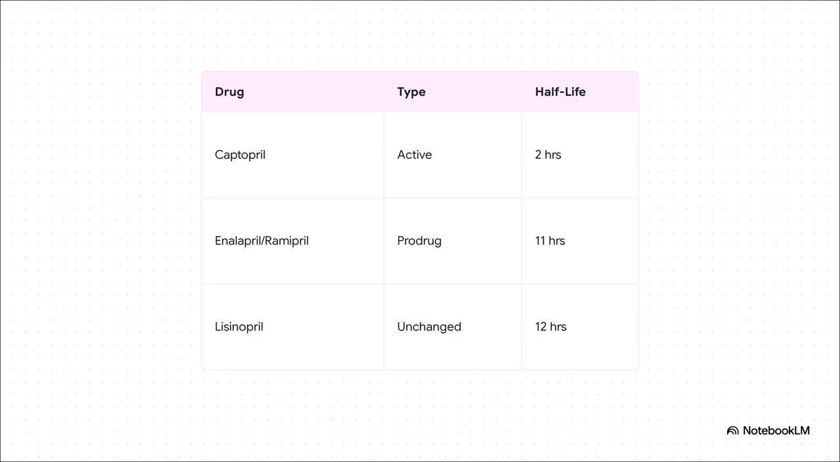First up, let's talk about the workhorses, the ACE inhibitors. These are used all the time for hypertension, heart failure, and after heart attacks. As the table shows, they come in a few different flavors. Captopril is an active drug itself, but it has a really short half-life of only 2 hours. Enalapril and ramipril are what we call prodrugs, meaning they have to be converted to their active forms in the body, but they last much longer, around 11 hours. Then there's lisinopril, which is unique because it's an active drug that's just excreted unchanged by the kidneys and has a nice long half-life of 12 hours.